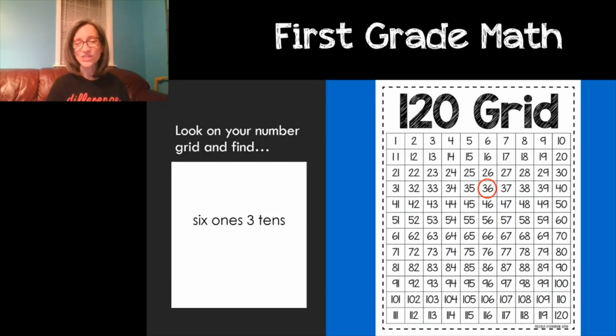Did you point to 36? I tried to trick you because I put the ones first and I wrote the tens last. But if you were listening carefully, you know that 6 ones and 3 tens had to start with a 3 in the tens place because there were 3 tens, and a 6 in the ones place because there were 6 ones.